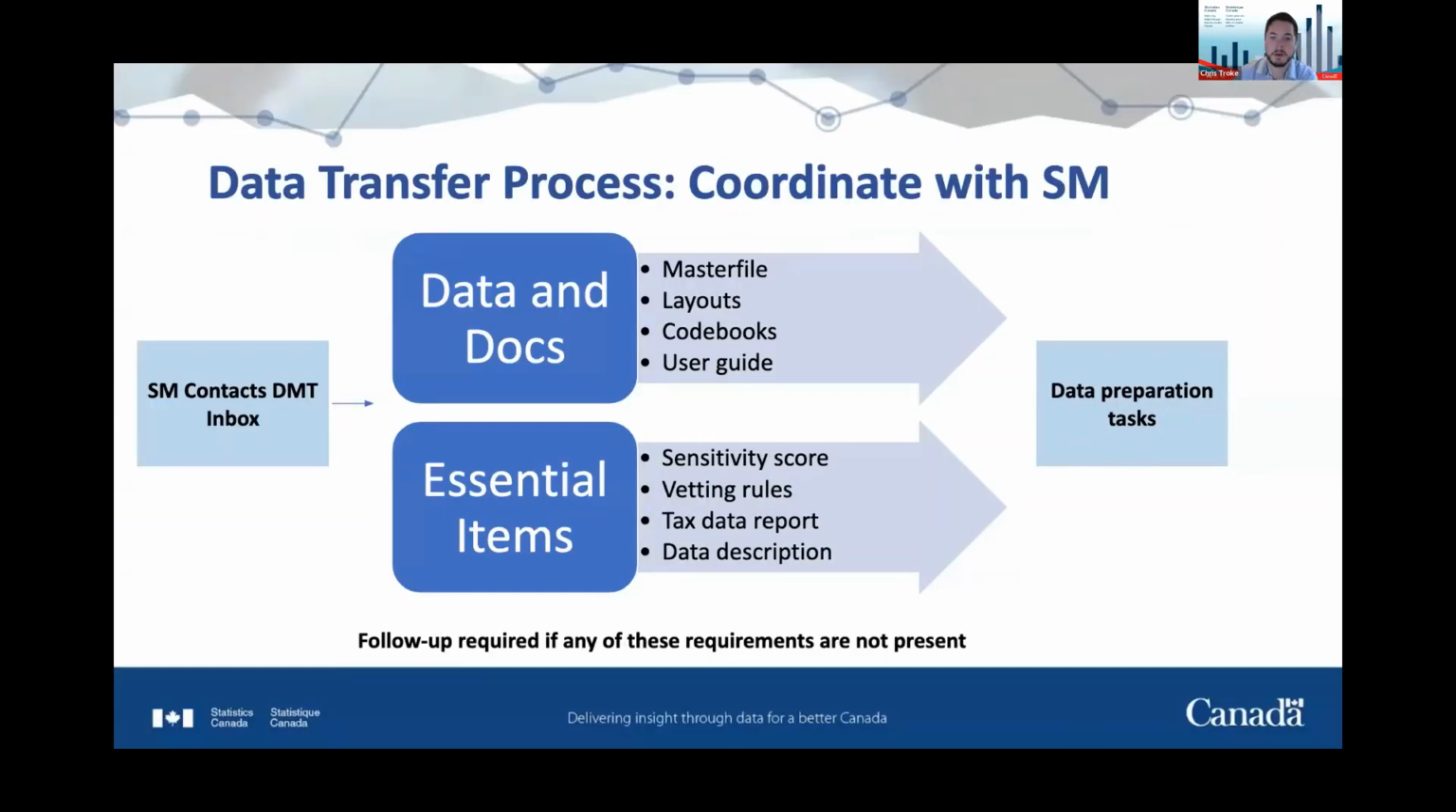So my team's part in the process typically begins by coordinating with our internal subject matter partners. Usually they'll notify us when a new data set is available to be disseminated. So our first order of business is to review what's been shared with us and to ensure we have all the data and documents required for disseminating the microdata, as well as the essential items. So the following are key for us to be able to prepare the data and send it off. So obviously the master file itself, which we typically receive in SAS format or the raw layout cards.